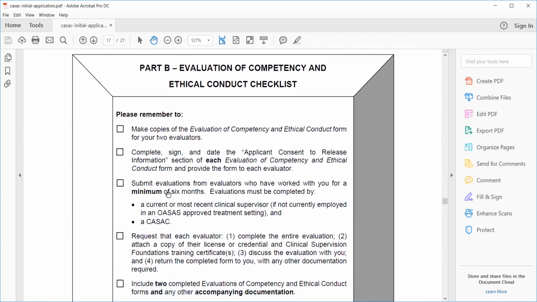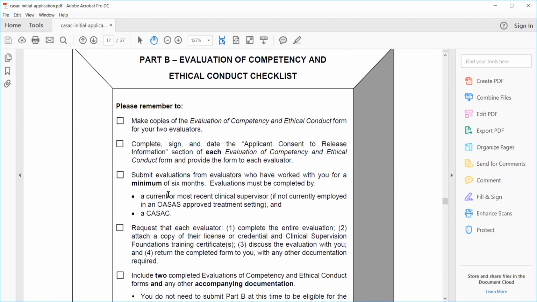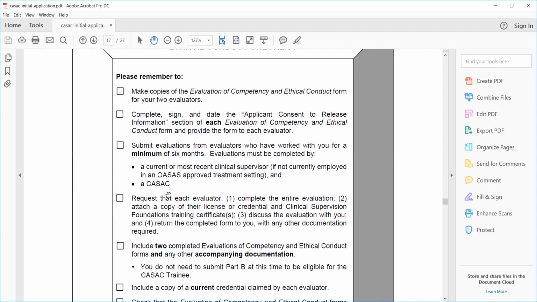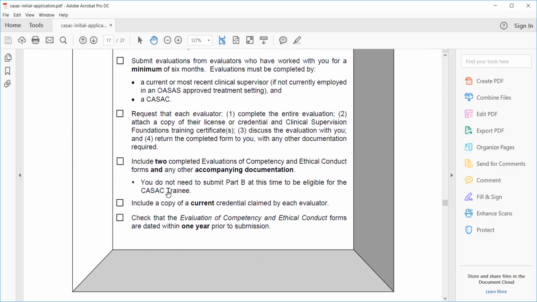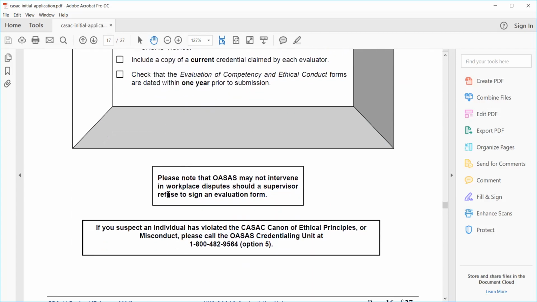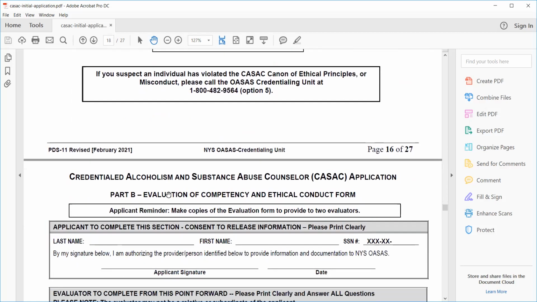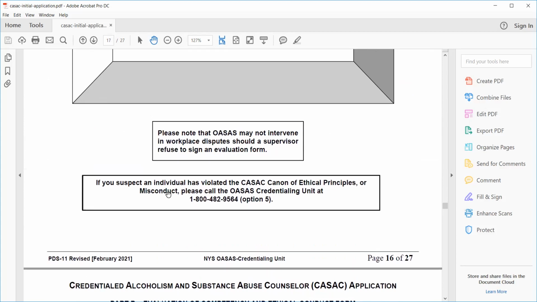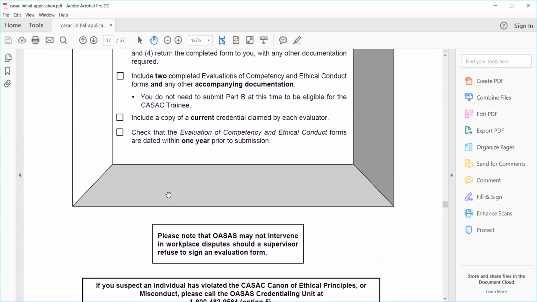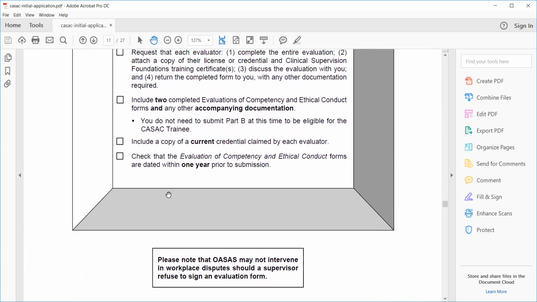Okay, now we're up to Part B. As I said, Part B is only to be filled out during your second semester, and it's near the end of your second semester. Why is this? Because the person who is signing this form must have worked with you for 6 months or longer. Also, if you look here, where did they tell you?